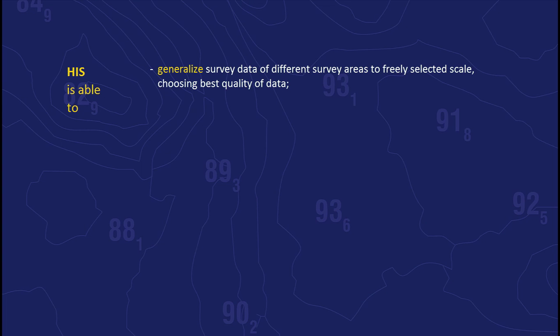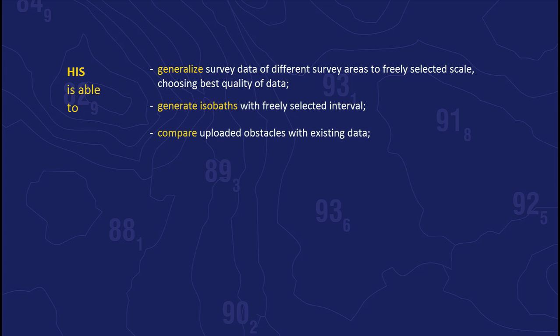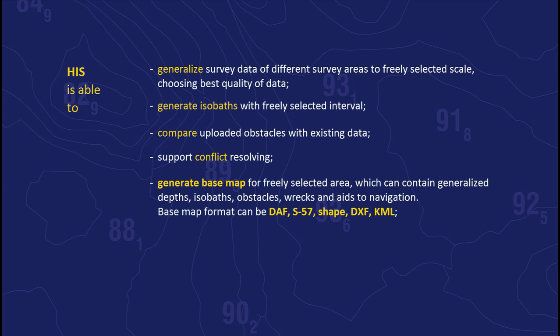HIS is able to generalize survey data of different survey areas to freely selected scale, choosing best quality of data. Generate isobaths with freely selected interval. Compare uploaded obstacles with existing data. Support conflict resolving. Generate base map for freely selected area, which can contain generalized depths, isobaths, obstacles, wrecks and aids to navigation. Base map format can be DAF, S57, Shape, DXF, KML.